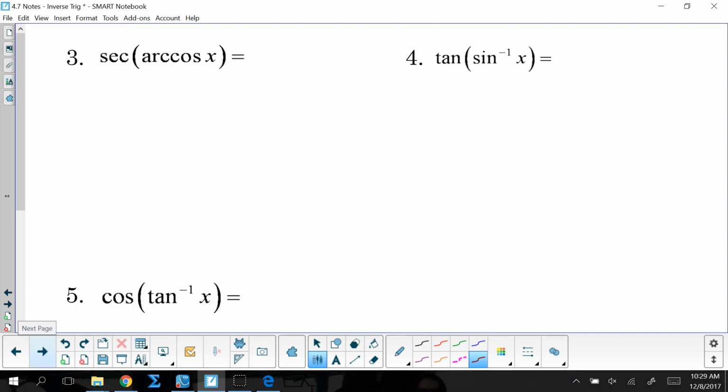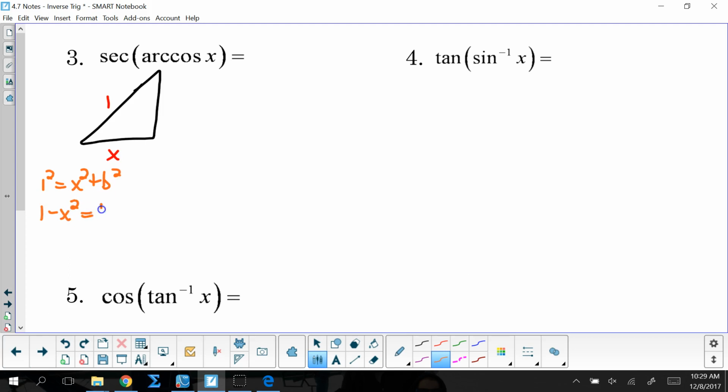Finish this off. So, cosine, that is in quadrant number 1 because it's positive. Cosine is adjacent over hypotenuse, which gives me, if I do a 1 squared equals x squared plus b squared, that's going to give me 1 minus x squared is b squared. That's going to give me the square root of 1 minus x squared as b.